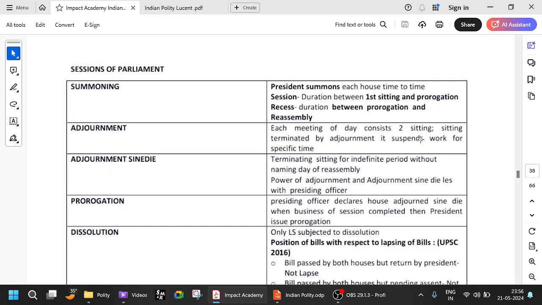Adjournment is for a specific time, okay, for a few hours or for a few days or for tomorrow, etc. So adjournment sine die is without giving the next day of assembly.